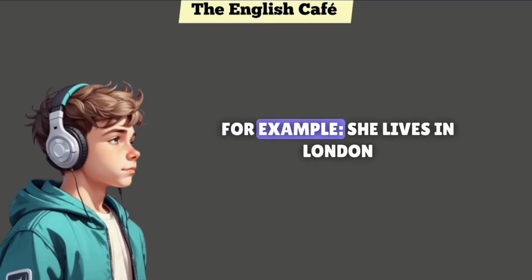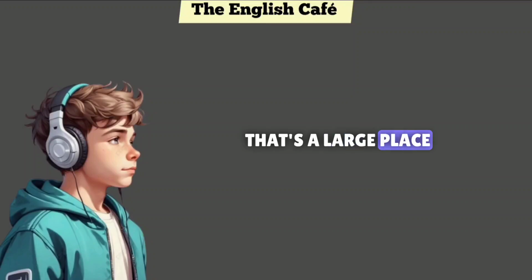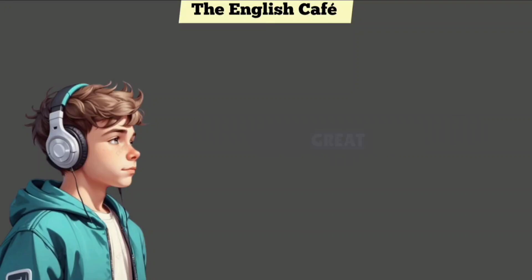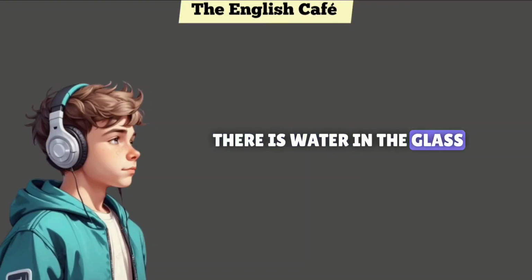For example, she lives in London. That's a large place. The milk is in the fridge. That's an enclosed place. I'm in the kitchen. He's sitting in the car. They met in the park. My phone is in my bag. Now say these sentences with me. He is in the room. Great. Try this one. There is water in the glass.